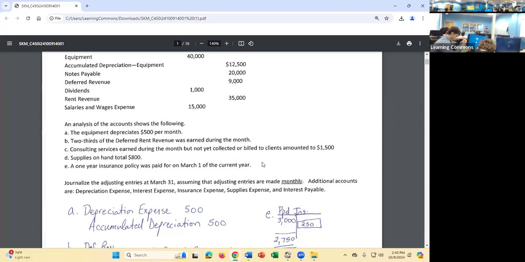Cash? Not cash. Cash is never used in adjusting journal entries. Never use cash in adjusting journal entries. So where does that money need to go? Accounts receivable? Rent revenue, right? We're going from unearned to earned revenue.